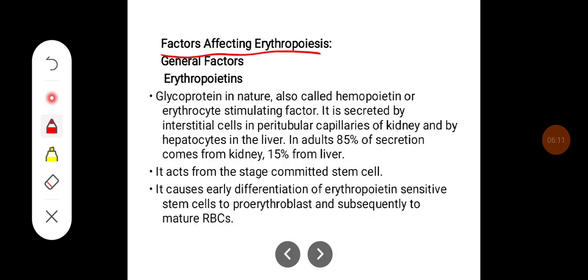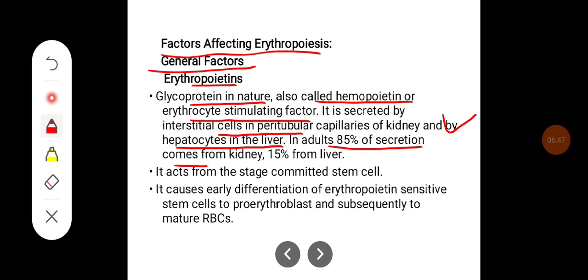The factors affecting erythropoiesis. They can be general factors, hormonal factors, and maturation factors. General factors. Erythropoietin is glycoprotein in nature and also called as hemopoietin or erythrocyte stimulating factor. It is secreted by the interstitial cells in the peritubular capillaries of kidney and by hepatocytes in the liver. Nowadays, it is thought that it is produced from the juxtaglomerular cells of the kidney. In adults, 85% of the secretion comes from the kidney and 15% from the liver.